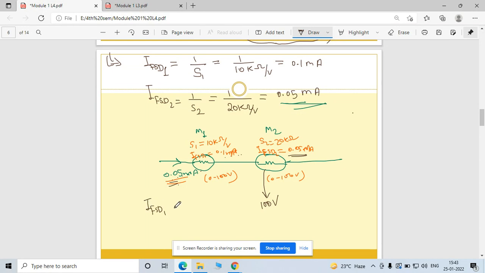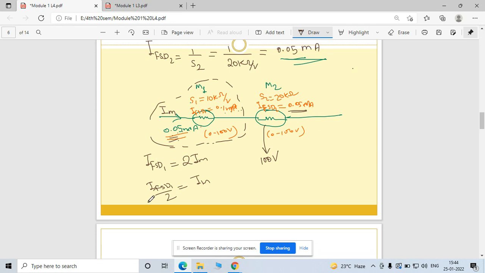IFSD 1 is your current. Let's say this is your Im current. So IFSD is nothing but two times the Im current. If I talk about this side, for meter one, this is two times. So the value of Im is IFSD 1 divided by 2, right? Which is Im. Now see, if IFSD 1 is getting halved, right? So this is your new IFSD for this meter.